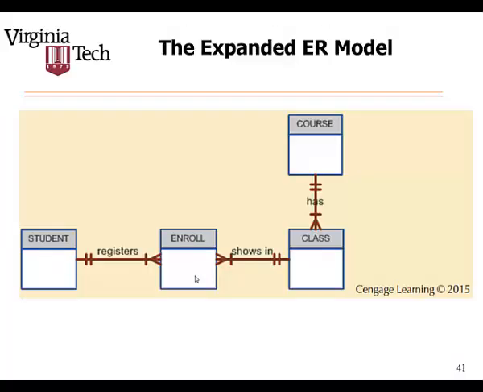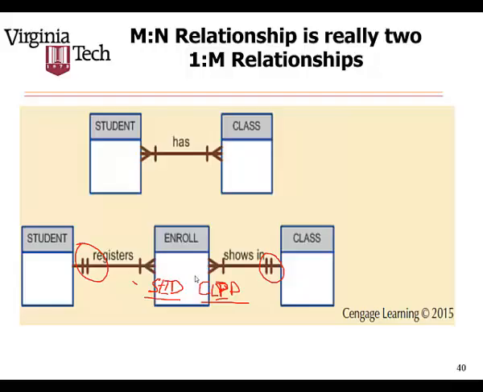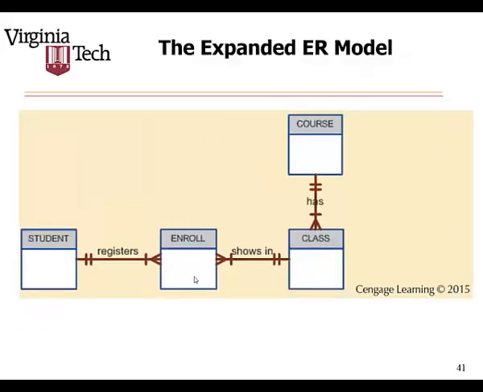I thought I had some more data there to look at that with, but I guess not. So here's an expanded little model where one course has many classes, one class has many enrollees, and each student registers for many classes, or many enrolls.